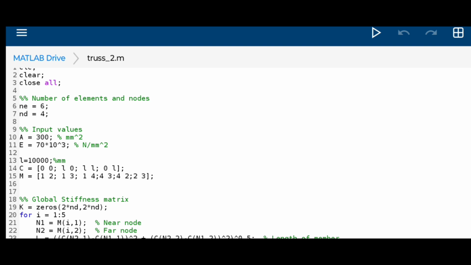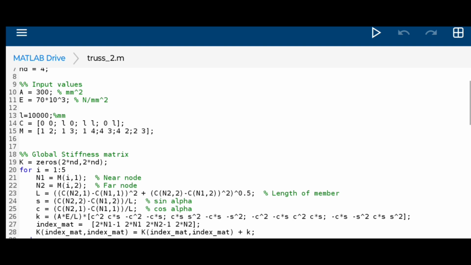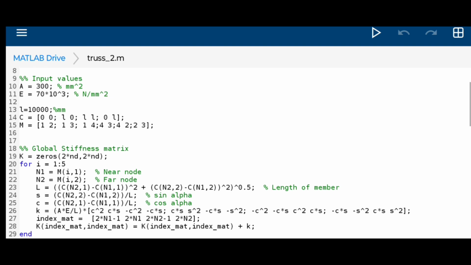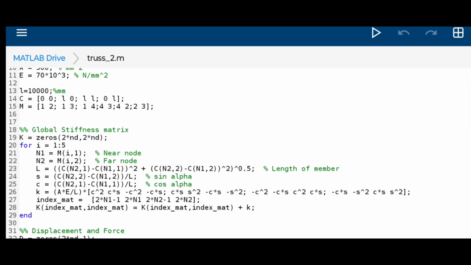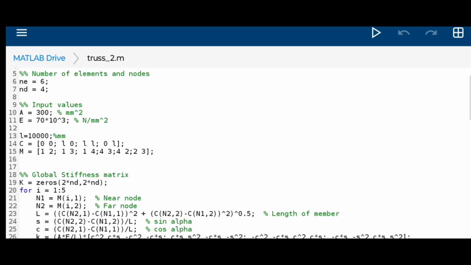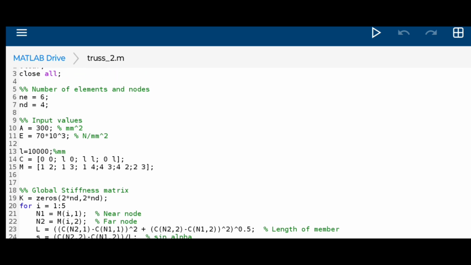So now we will move forward. The area of cross section and Young's modulus are inputs, then this L will show us the coordinate location. Okay, I have to create it once again. So this is L for this problem.